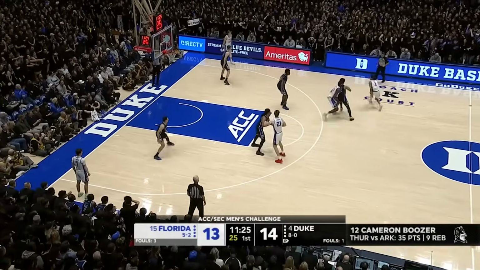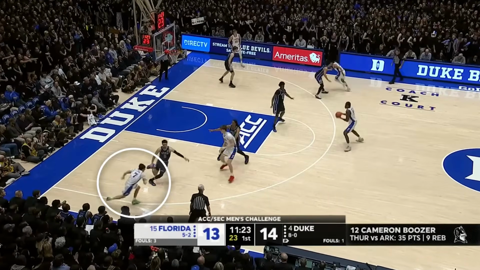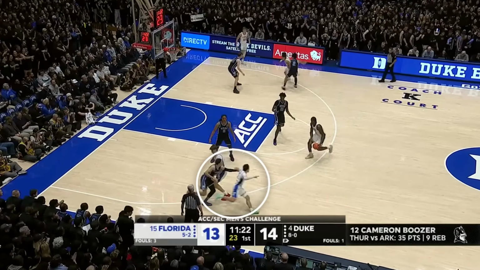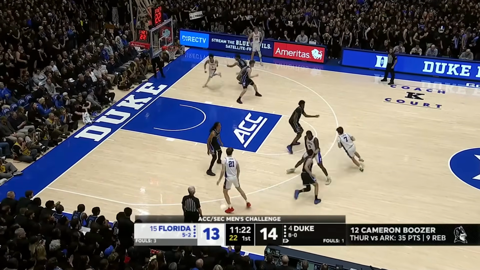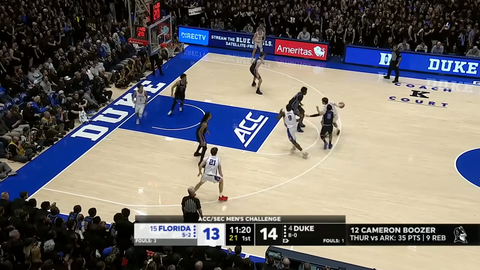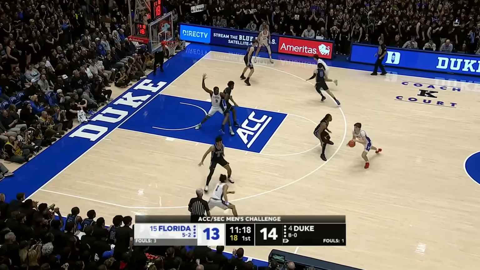Essentially, the ball is given to the center on one of the elbows, and then a guard from one of the corners will run up, get a flare screen by the power forward, and then a handoff by the center. This handoff also acts as a pick and roll, and Florida uses it alongside a lot of other actions to get a lot of good opportunities.